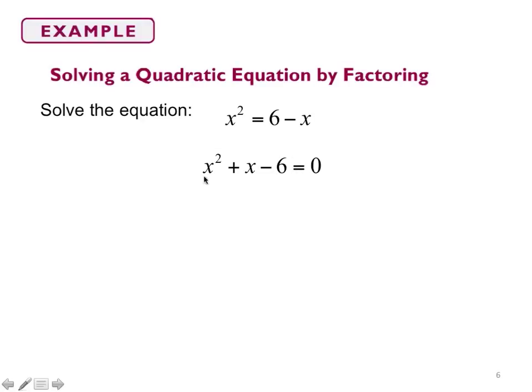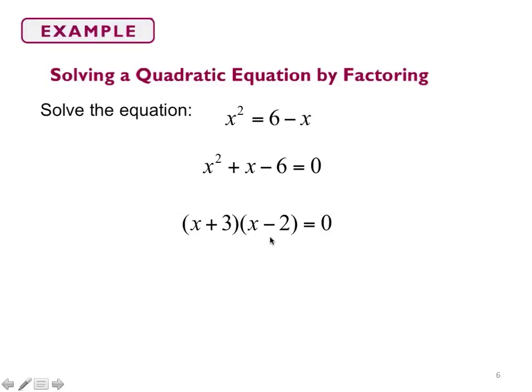And then this one, you should be able to factor this. So we're looking for something where the product is negative 6 and the sum is positive 1. So that's going to be a positive 3 and a negative 2. So this factors into x plus 3 times x minus 2.